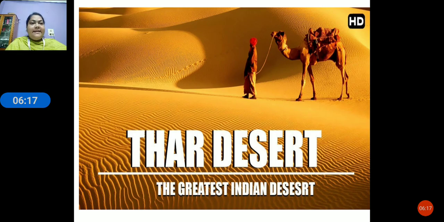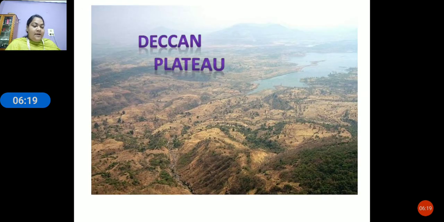Then moving to the next slide, we have the Deccan Plateau. Now what is a plateau, children? Plateaus are table-like land. It looks like a tableland. And where are you going to find this? You are going to find it in the southern part, the Deccan Plateau, in states like Karnataka, Telangana, Maharashtra, and cities like Nagpur and Bengaluru.